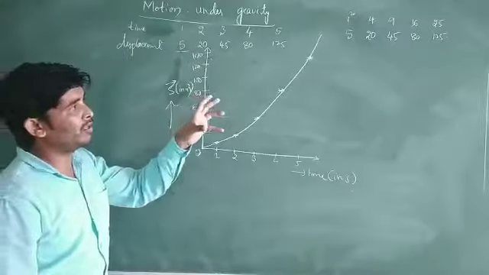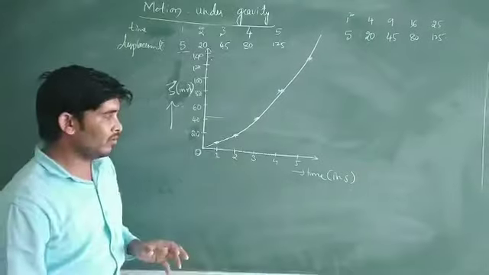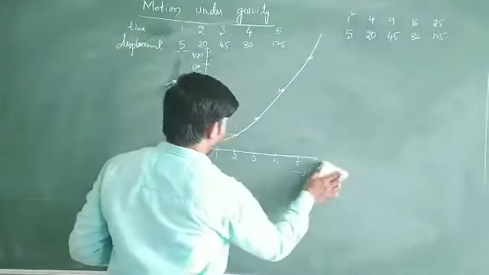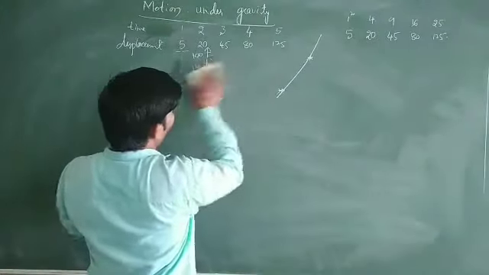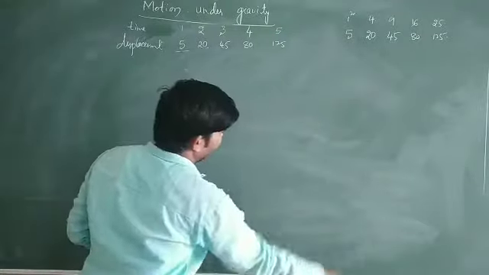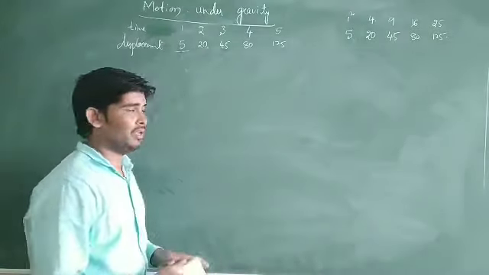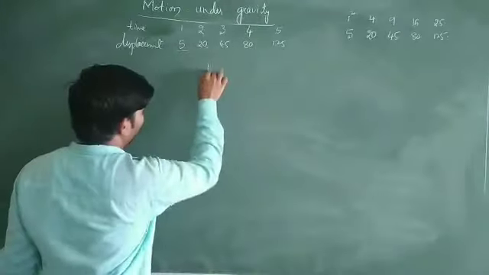So if you plot the graph for those values and find out the slope, then you will get the slope of that displacement versus square of time as nearly half of the acceleration due to gravity. So let's plot the graph for those values.